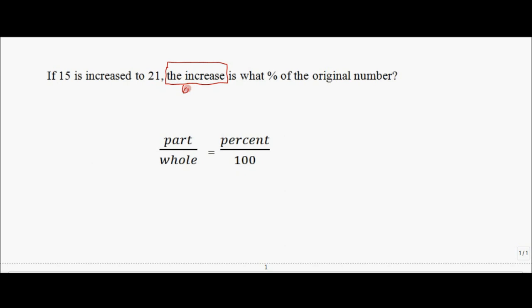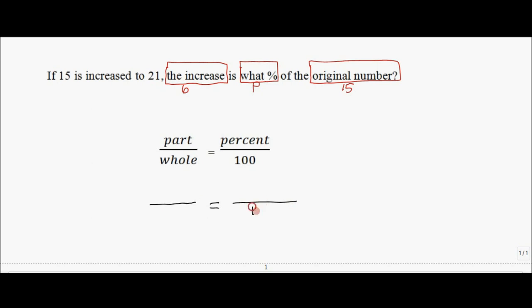So in other words, 6 is what percent? All right, well, that's the thing that we're looking for. In this case, this is the unknown. So I'm just going to call it P of the original number. Well, we know what the original number was. That was 15. And because it's following the word "of," we're taking a percentage of the whole. That tells us that the whole is 15.